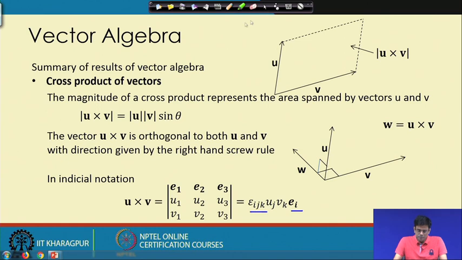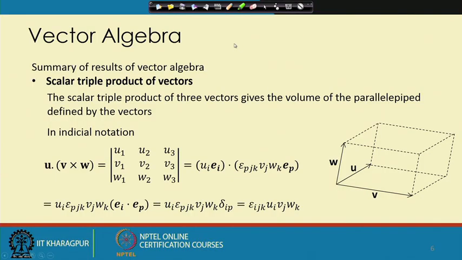Now, once we are able to write it in a very compact form, our proofs and our representation will be in a very compact form through the indicial notation. Another thing we have seen in the last class is the scalar triple product.